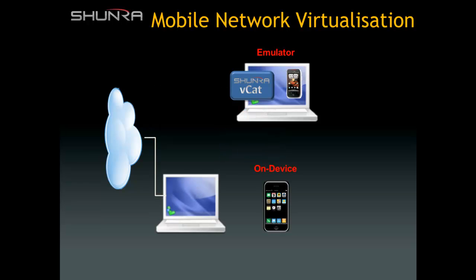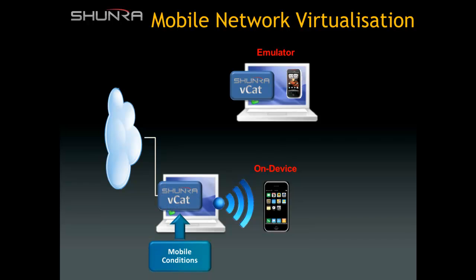For on-device testing, we can connect the test handset or tablet to a workstation using Wi-Fi, and then use Shunra VCAT to replay the mobile network conditions between the device and the rest of the network. Note that other options are available, including a dedicated Shunra hardware appliance to support multiple concurrent mobile test activities.